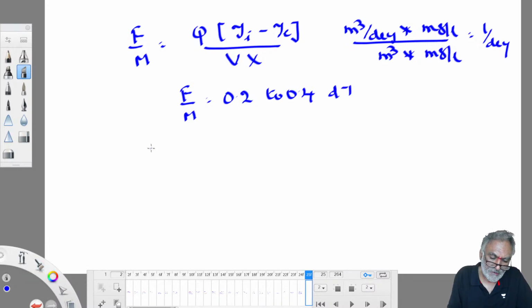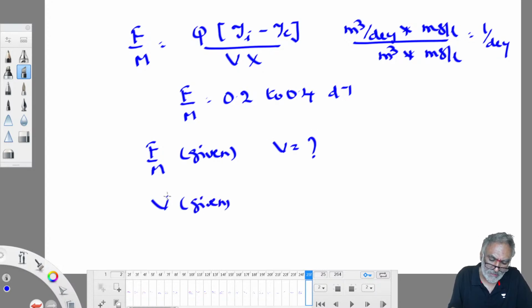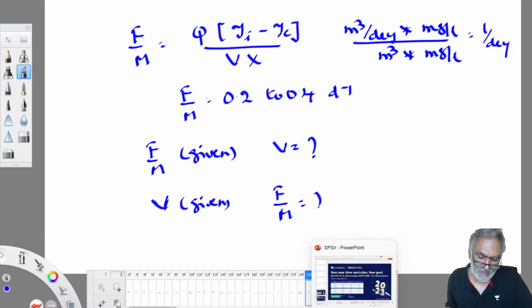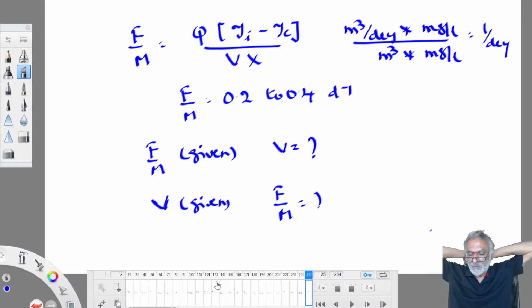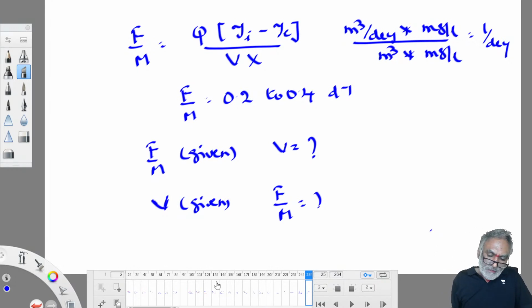So from an exam point of view, whenever F/M is given, you are expected to find out the volume of the aeration tank. If the volume of the aeration tank is given, you are expected to find out F by M, along with other things. So for a given F by M, we work out the volume of the aeration tank. For a given volume, we work out the F by M ratio. Q and Ye are constants. Okay? That's how we frame questions in exams. The normal ratio is 0.2 to 0.4 day inverse.